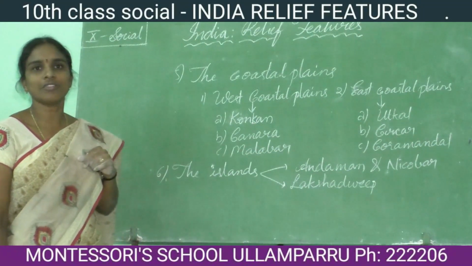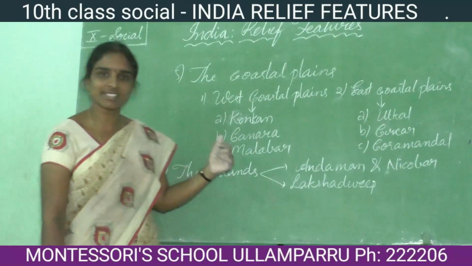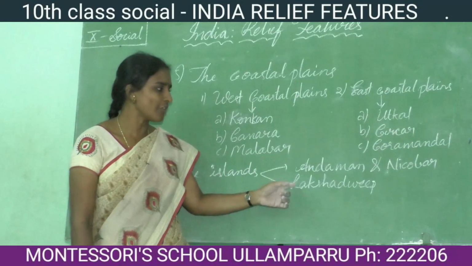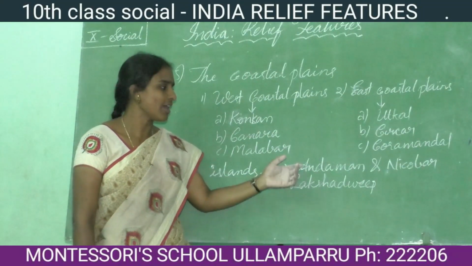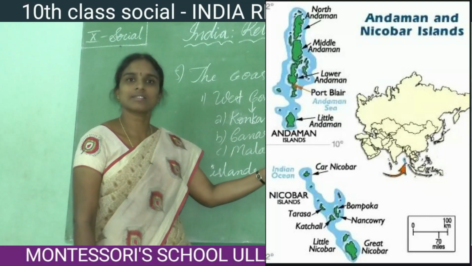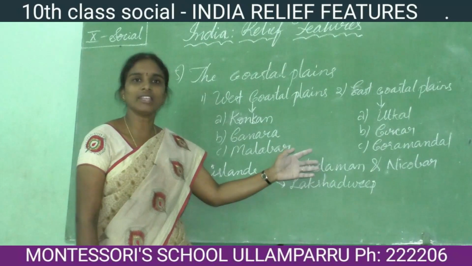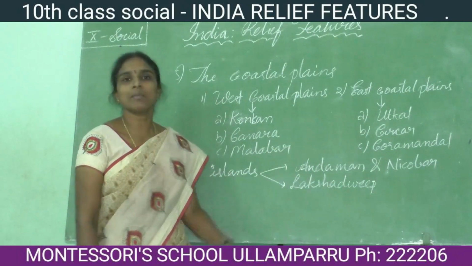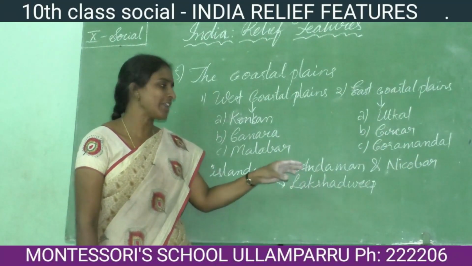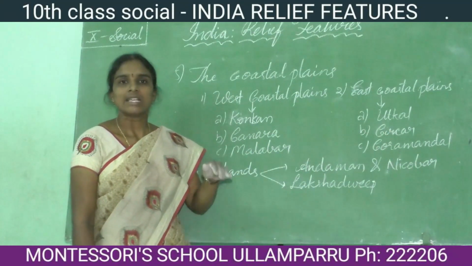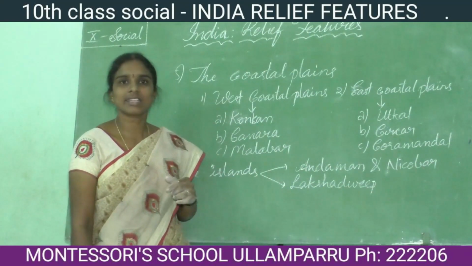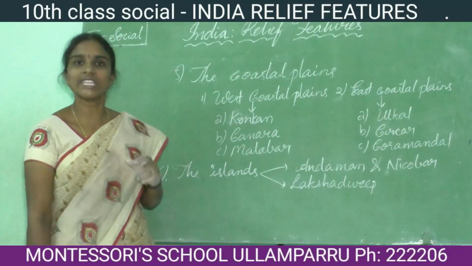The islands of the Arabian Sea, on the west, are called Lakshadweep Islands. The islands of the Bay of Bengal are called Andaman and Nicobar Islands. The important point is that at the time of the 2004 tsunami, a portion of the Andaman Nicobar Islands was submerged into the water, and it is named Indira Point. What is that? Indira Point.